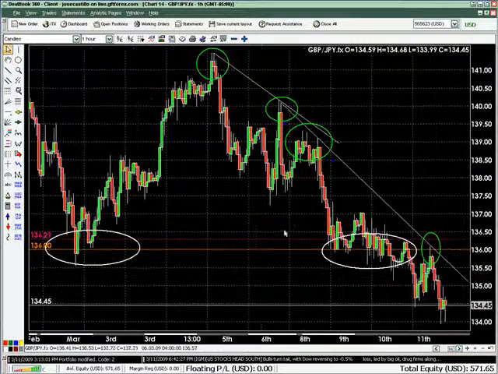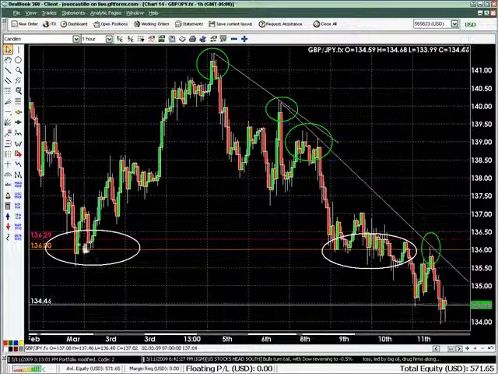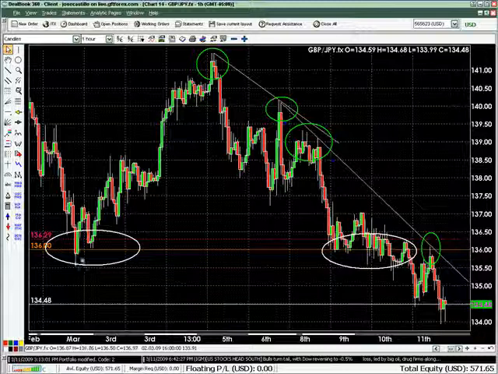Some of the things that we use. Here we have, with more conviction, what we're talking about. This was support way back here at the beginning of March.